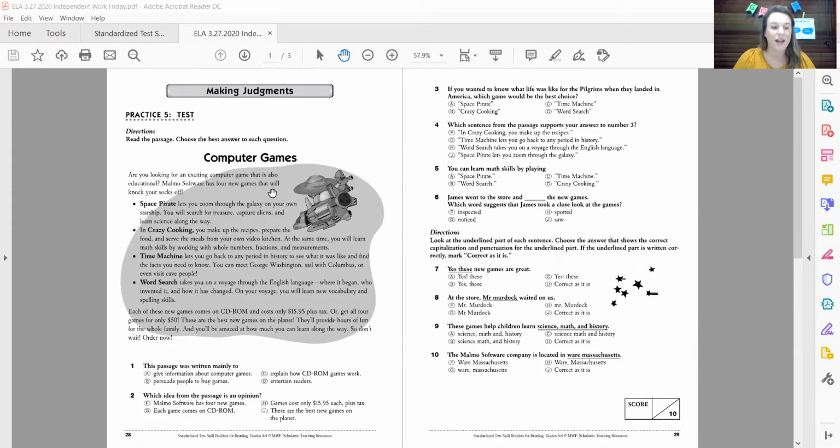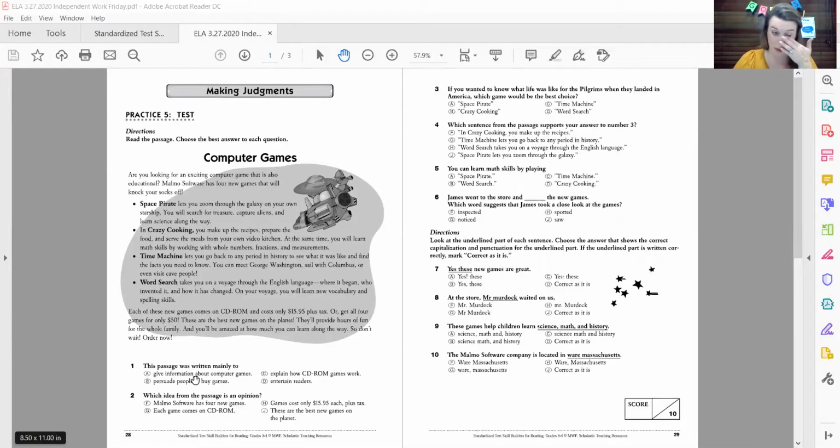Number 1 says this passage was written mainly to, okay, so this is like the author's purpose. Why did the author write this passage? Why did the author write this advertisement? Well, an advertisement is to get you to buy something. So I'm thinking to get you to buy computer games because it's up here and it tells you 4 different types of computers.